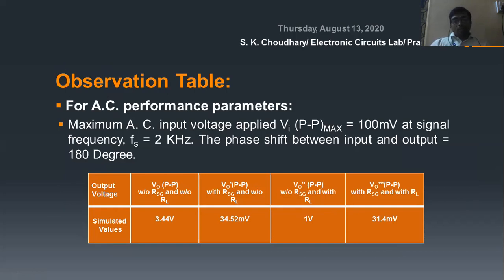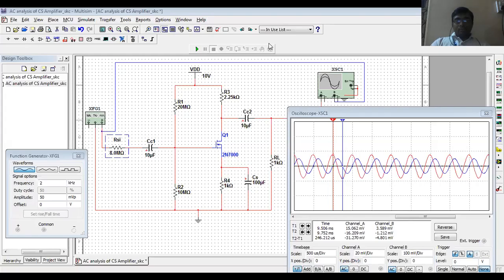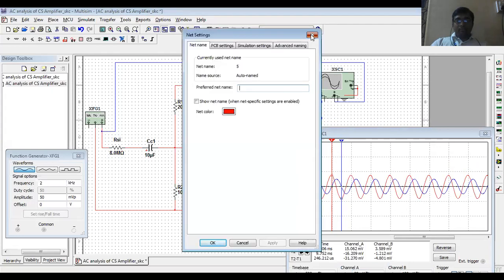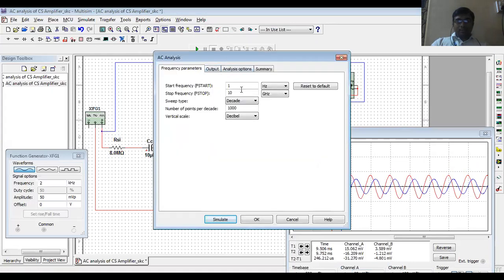Now we have to see the frequency response and calculate FL and FH. For observing the frequency response, first of all we have to know the output node, that is mentioned in net name 5. So we do the AC analysis now. What is the procedure? There is a grapher-like structure; click on this, then click on the AC analysis. Set the frequency parameter to 1 Hz to 10 gigahertz, decade, with the number of points per decade as 1000.